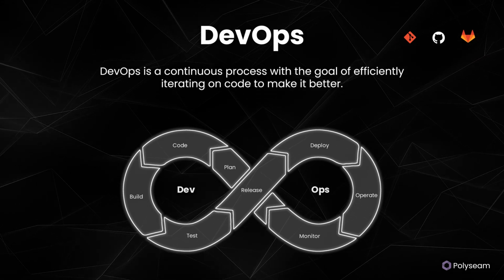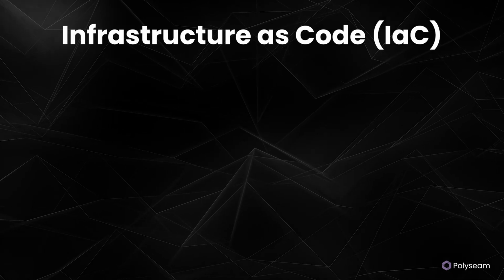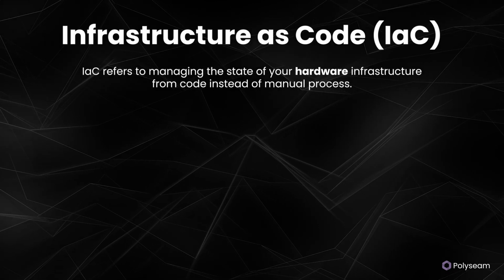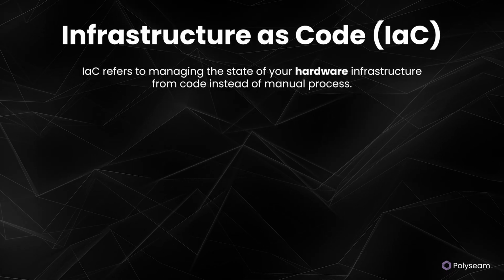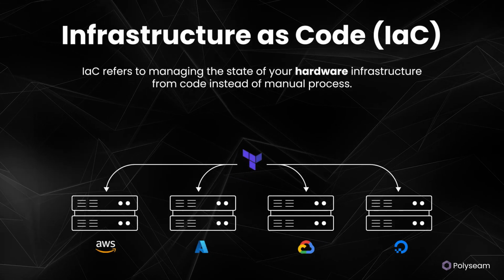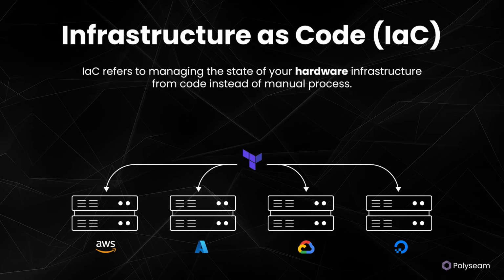Now that we've gone over DevOps, let's talk about infrastructure as code. Infrastructure as code refers to managing the state of your hardware infrastructure from code instead of manual process. It's important to keep in mind that infrastructure as code is just managing your hardware. Software is still not involved yet.